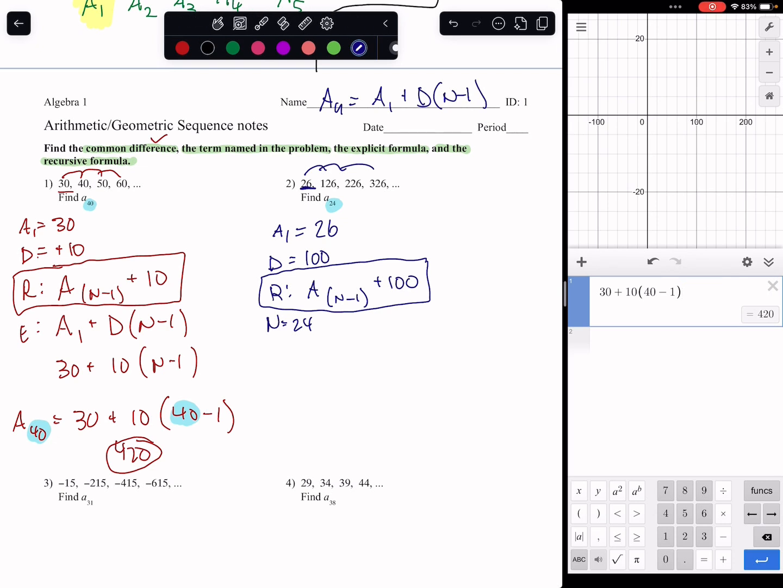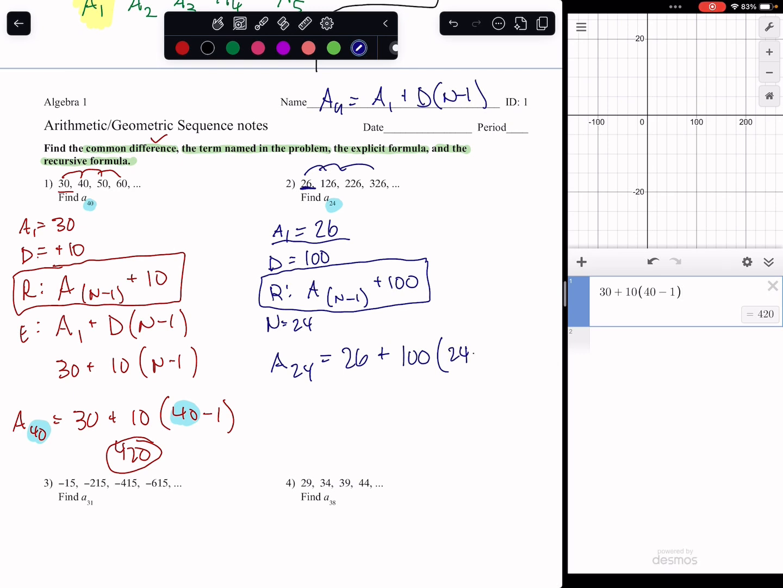All right, so A of 24 is going to be equal to A of 1. What was our A of 1? Right here, 26. Plus, what was D? 100. What was N? 24 minus 1.